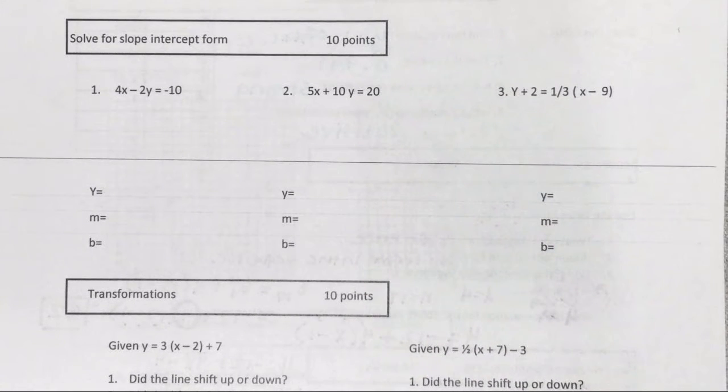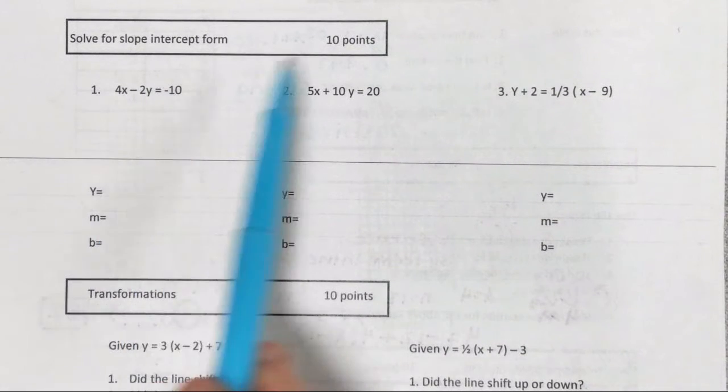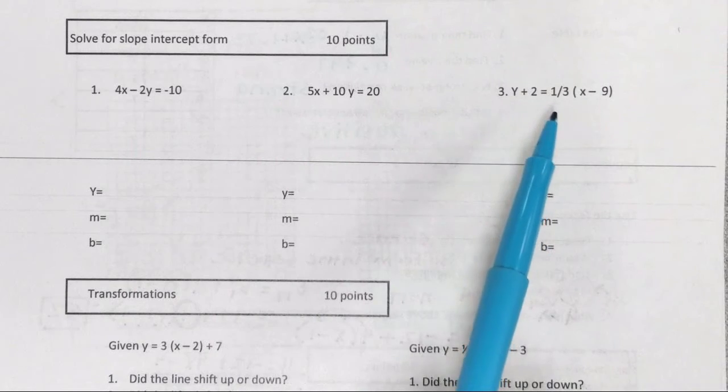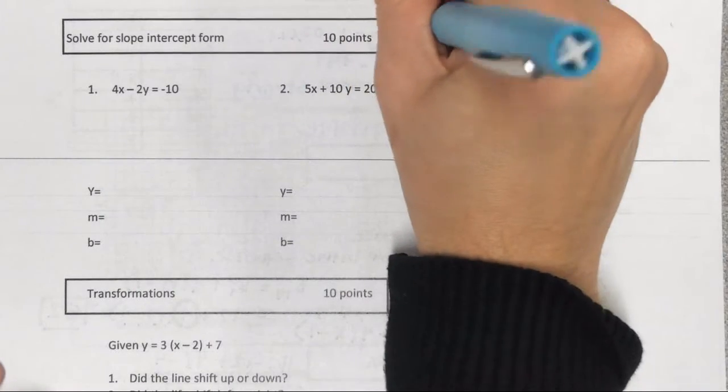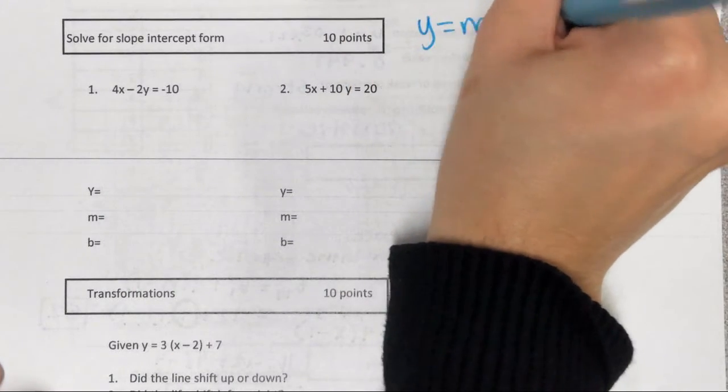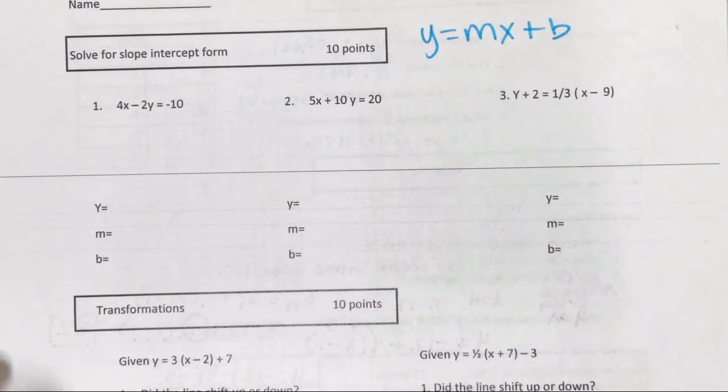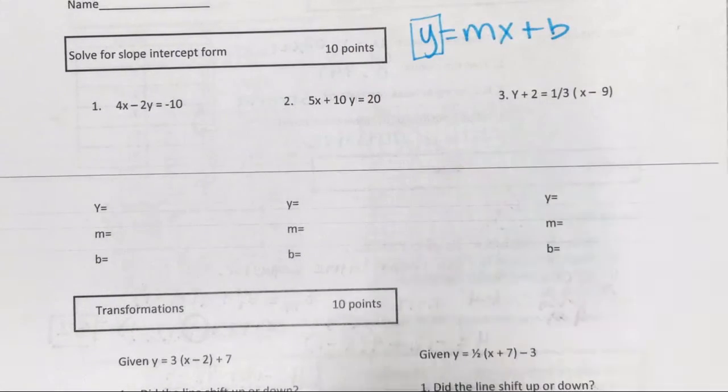Alright, here's the last two sections on our videos. We have solve for slope-intercept form. So we have three equations. And remember, slope-intercept form is y equals mx plus b. Okay, y equals mx plus b. So we have to get our y variable by itself.